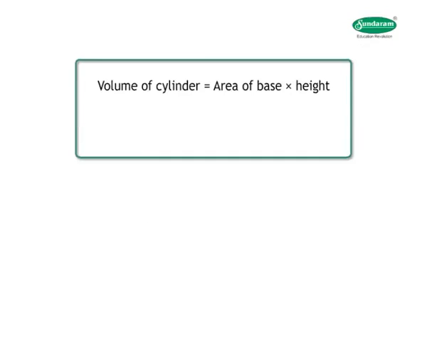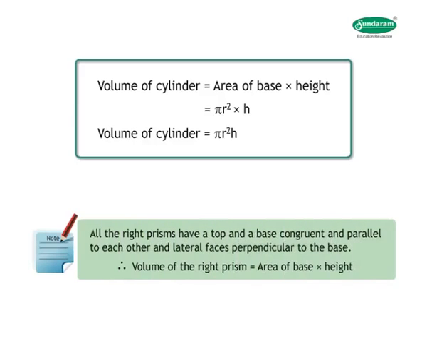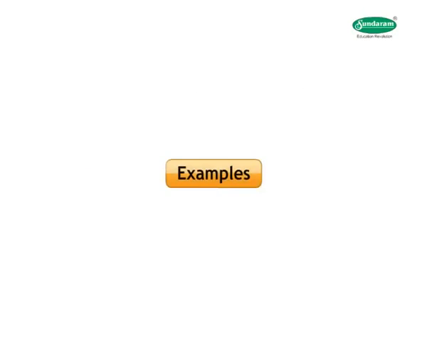Volume of cylinder is equal to area of base into height, which is equal to pi into r square into h. Volume of cylinder is equal to pi r square h. Note, all the right prisms have a top and a base congruent and parallel to each other and lateral faces perpendicular to the base. Therefore, volume of the right prism is equal to area of base into height. Let us solve few examples.